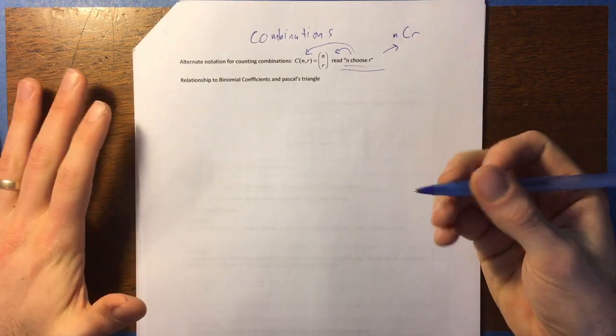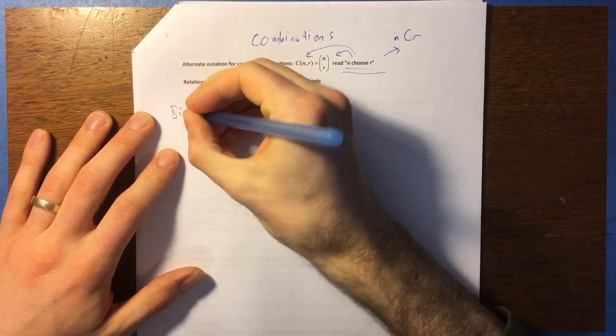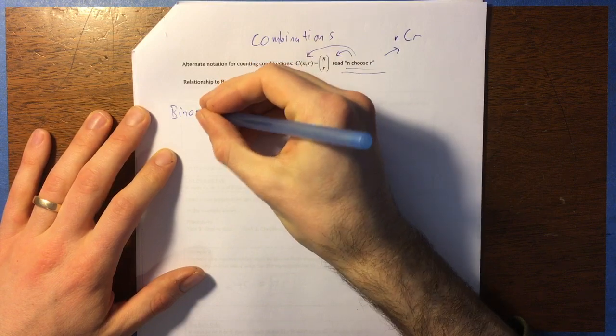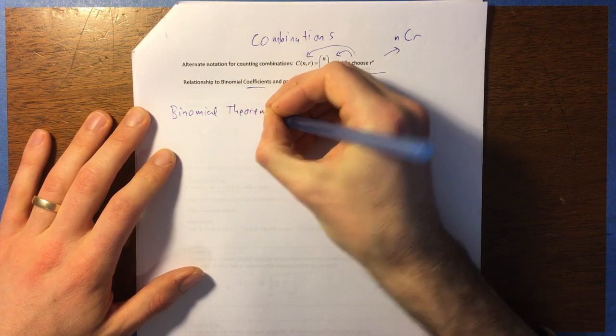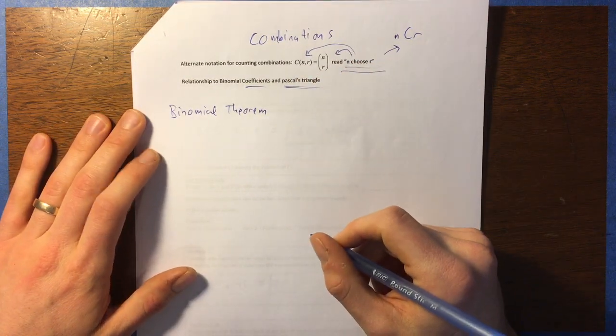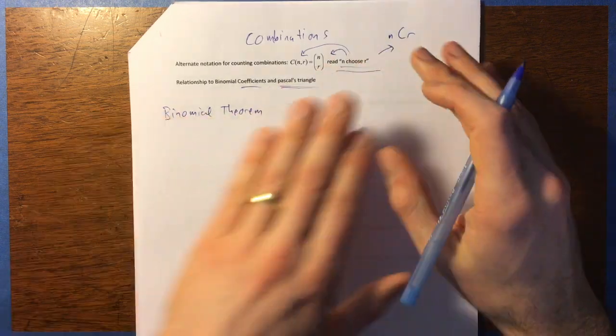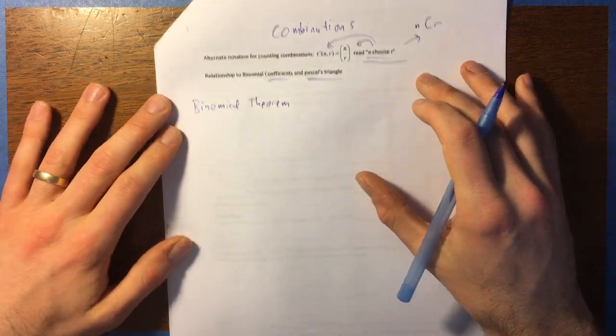So there's a relationship to this thing called the Binomial Theorem and the coefficients that show up in the Binomial Theorem. I want to explain that relationship in this video, and also the relationship to something called Pascal's Triangle, which is related to both the Binomial Theorem and also n choose r combinations in counting.